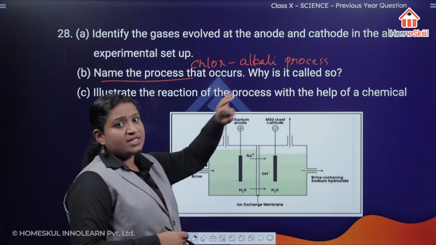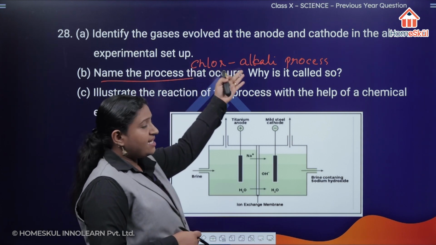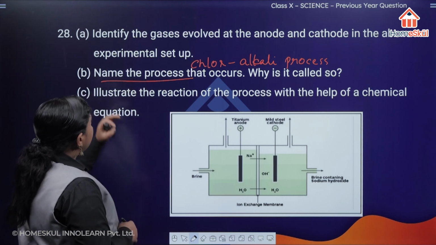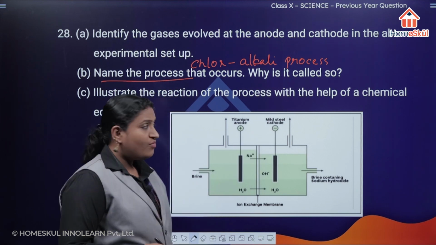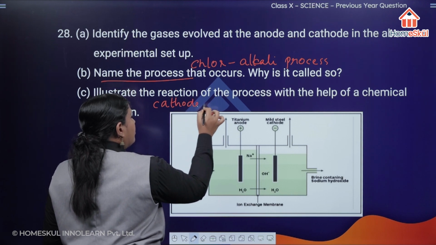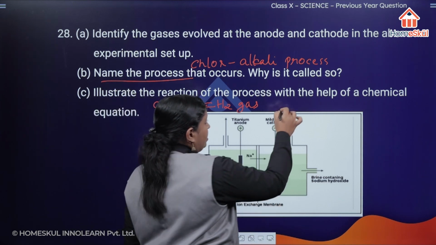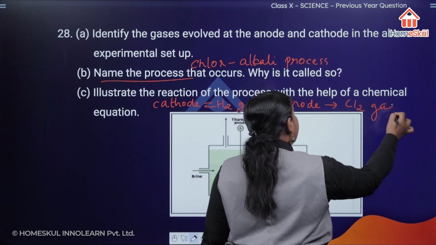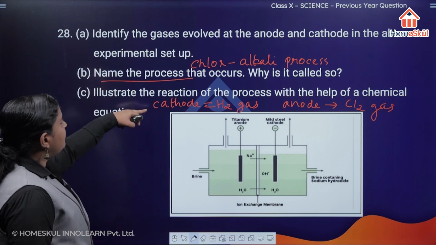So, as a result of this electrolysis, brine solution, it will give you an alkali named NaOH, chlorine gas and hydrogen gas. Okay, and here you have to say which are the gases evolved at cathode and anode. Which are the gases formed? Yes, at cathode, hydrogen gas will be liberated. What about anode? Yes, at anode, chlorine gas will be liberated. Okay? Yes. So, that was the answer for the first question.